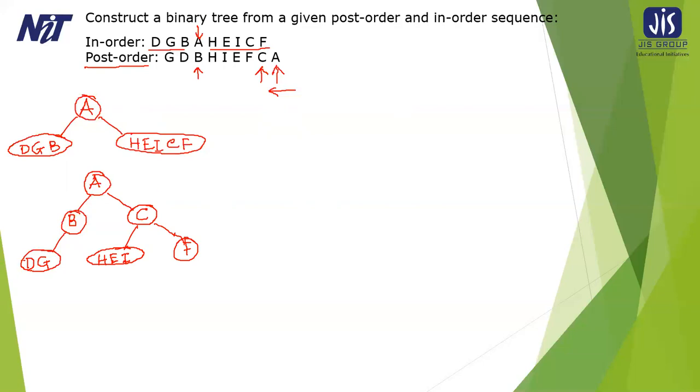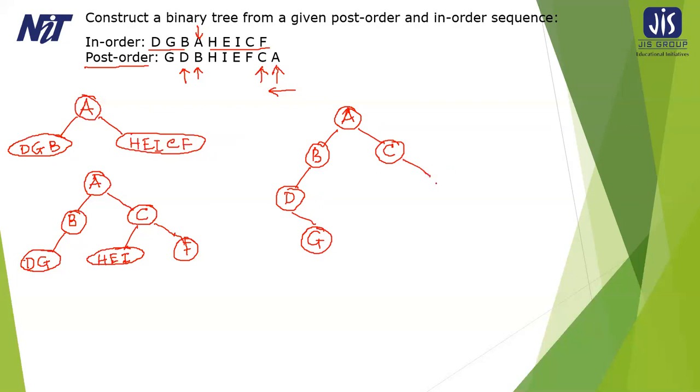So now among D and G, who is the root? So D comes first. That means from the right side to the left side, D comes first. That means D is the root. So we can write down A is the main root of the tree. Then the left child is B, right child is C. Then it is D, and G is situated at the right side. That means it should be the right child of D.